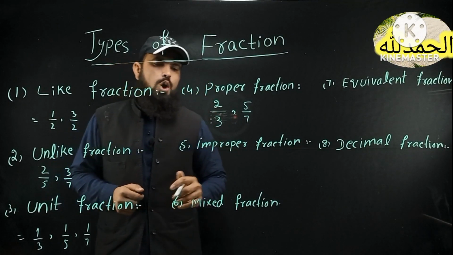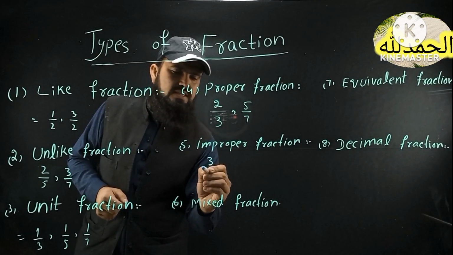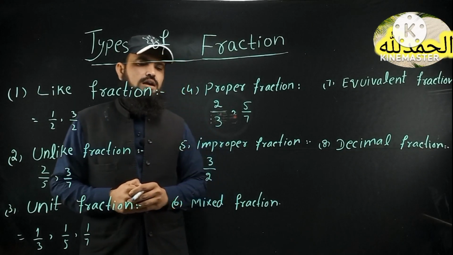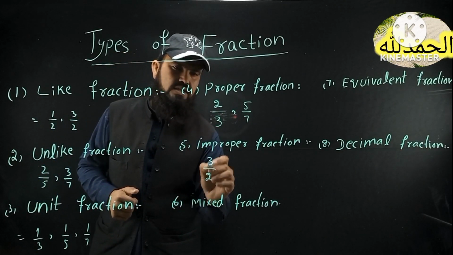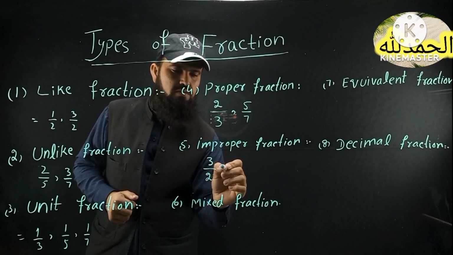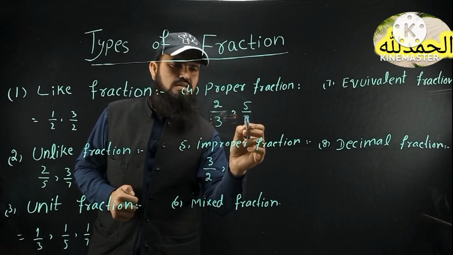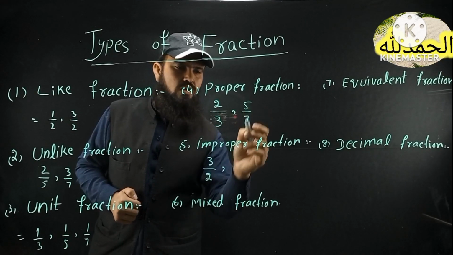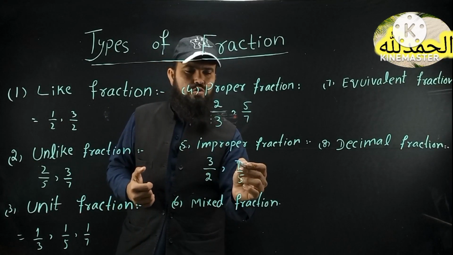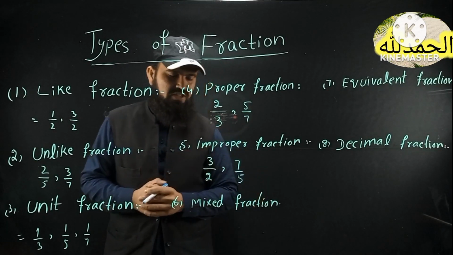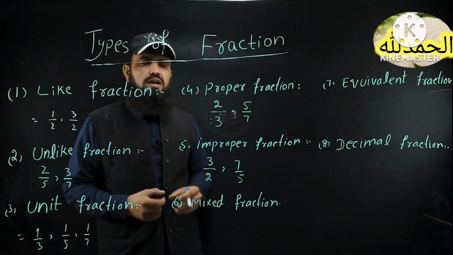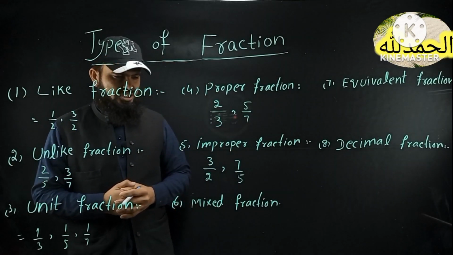Improper fractions: when the numerator is greater than the denominator, these fractions are called improper fractions. For example, 2 over 3 is a proper fraction, but 3 over 2 is an improper fraction. 5 over 7 is a proper fraction, but 7 over 5 is an improper fraction. Why? Because the numerator is greater than the denominator. When the numerator is greater than the denominator, all those fractions are called improper fractions.